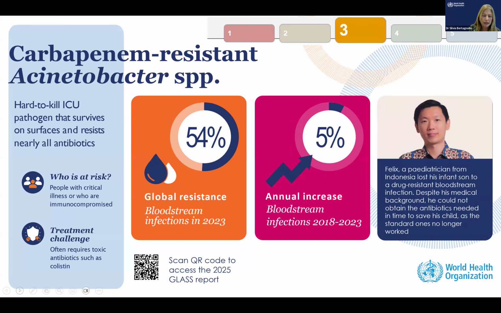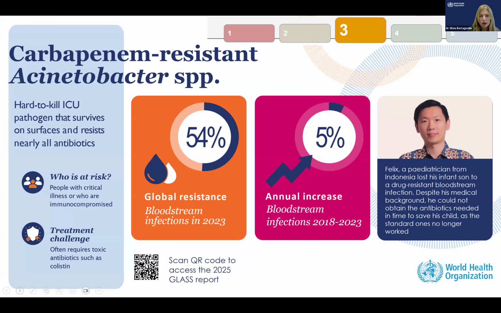We have also seen that Acinetobacter is another very nasty bacteria present in ICUs and hospitals, and resistance to carbapenems, the antibiotics used to treat these pathogens, is very high. 54% of bloodstream infections are caused by resistant Acinetobacter, and the annual increase in resistance for this drug-bug combination is 5%.